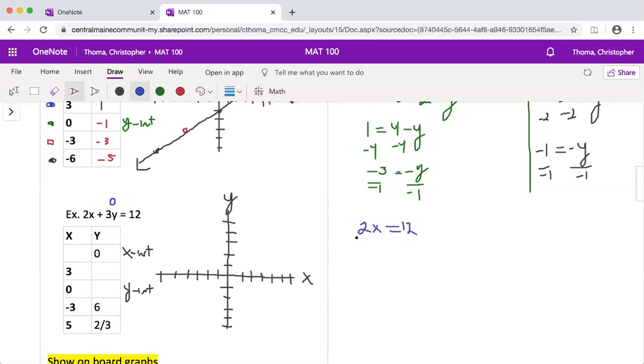This is why I always like to use the intercepts. I quickly get rid of part of the equation, divide by 2, and x equals 6. Now if I do x is equal to 0, now he's gone, and I get 3y equals 12. Divide by 3, y equals 4.